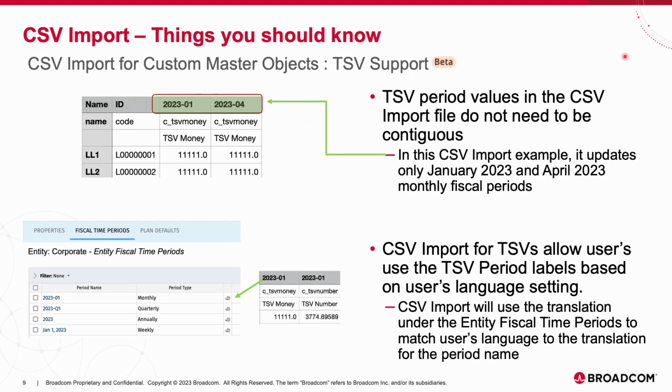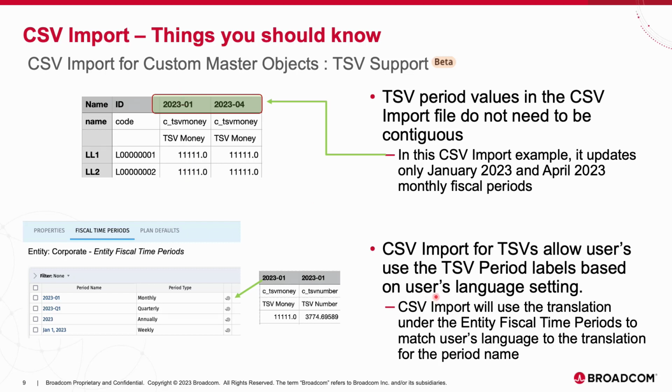So here's some additional things that you should know related to CSV import. When you're entering the values within your CSV import file, the periods don't need to be contiguous. So here's an example where they're entering values for January of 2023 and April of 2023. So they don't need to be contiguous. The system just recognizes the period name and will enter those values appropriately based on what it sees in the period name in the first row header.